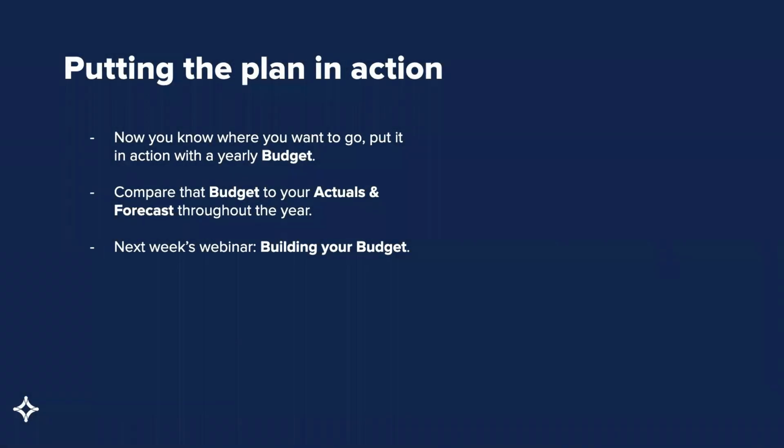Then after we've built out that scenario, we know either where we're going right now or we know where we want to go. You can put that into action by using a yearly budget. Comparing that budget to your actuals and to that forecast as it changes throughout the year is really great to keep you on track to achieving those goals. That's actually the topic of next week's webinar too, building out your budget, and I definitely recommend registering for it so that you can learn how to build out a budget in Figured using production trackers and using that planning tab.